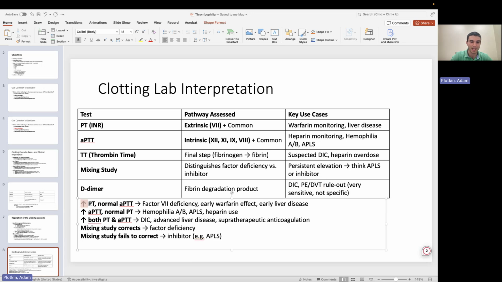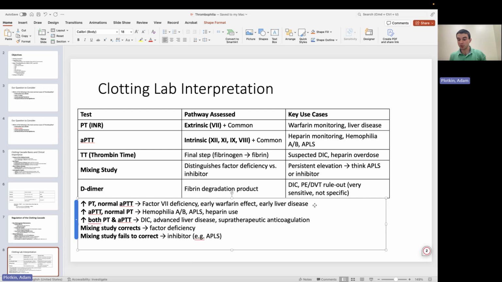So again, with an elevated PT and a normal PTT, I think about a factor VII deficiency, early warfarin effect, or early liver disease. That's because I told you 2, 7, 9, 10, C and S are all liver and vitamin K dependent, right? C and S have the quickest half-life, so they're the first impacted. But when I think about factors 2, 7, 9, 10, factor VII has the quickest half-life out of those factors.